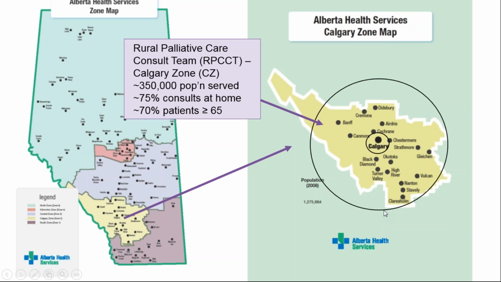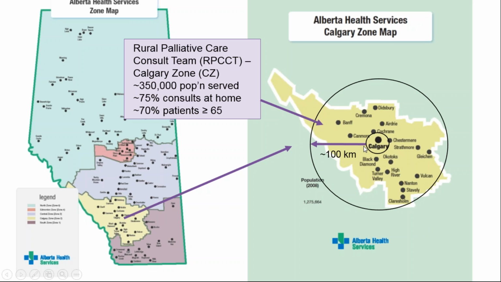Our Calgary Zone Rural Palliative Consult team was established in 2005. We serve all the areas within the Calgary Zone that are outside Calgary city limits. So this is a widely dispersed population of about 350,000 people. We see patients in all settings of care, so acute care, long-term care, supportive living, home care, but the majority of consults, about 75%, take place in the home. And about 70% of patients that we see are seniors aged 65 or older.